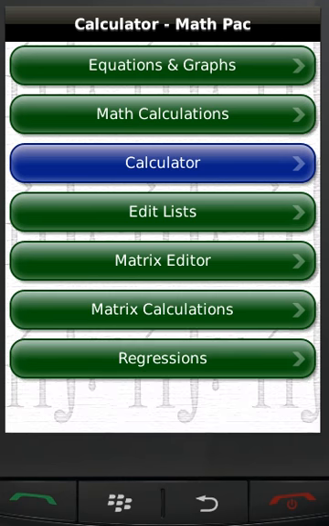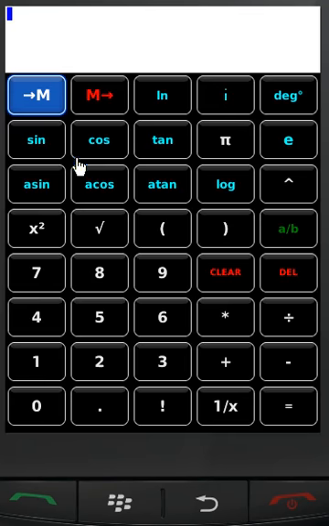Welcome to Using the Full Function Calculator from the MathPac. We begin by clicking on the Calculator button from the Home menu, and this brings me to the calculator. You'll notice that everything you need is right here on the front screen.